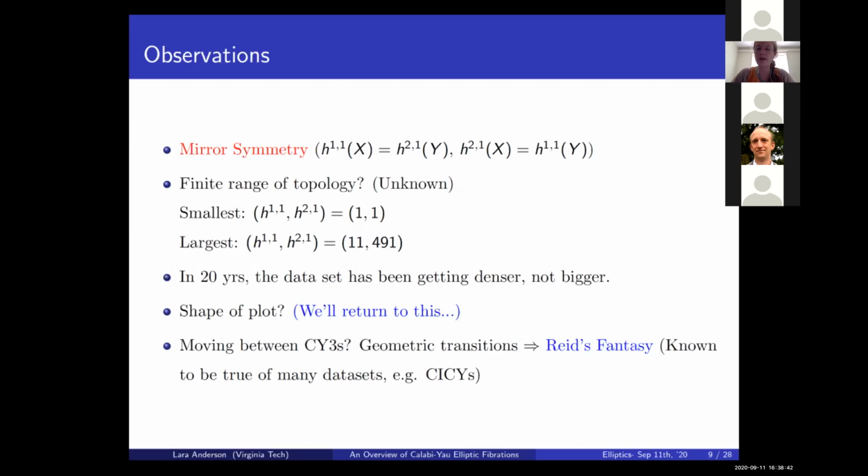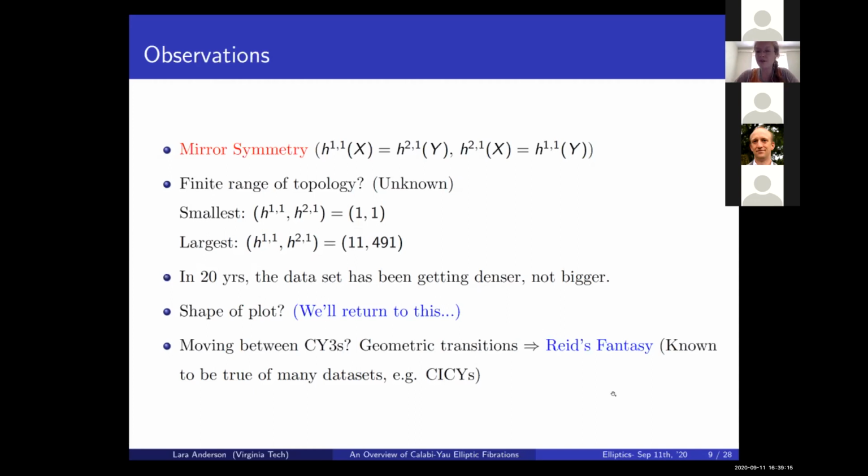As has also been discussed in, for example, Chuck's talk yesterday, it is possible to connect different dots in this diagram through so-called geometric transitions. These are simple operations where the manifold becomes singular, and you can repair those singularities through simple surgery, for example, replacing a singular point by a two-sphere. For all the known data sets, for example, the initial 7,890 CICY threefolds, all of them can be connected to each other using simple geometric operations of this type, which are known in string theory to be legitimate directions in field theory. So you can actually extend the field theory through these types of transitions.